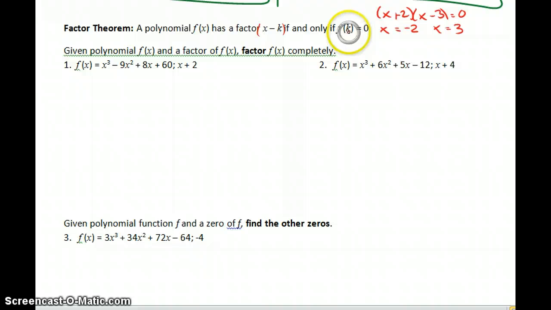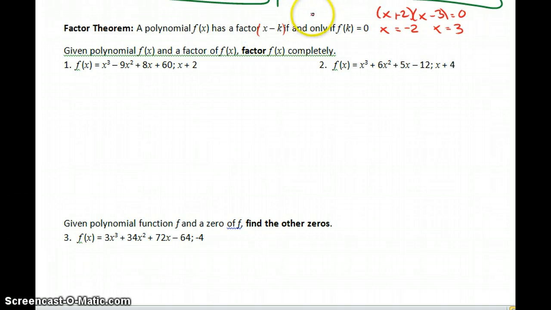a factor. Main thing to notice here is that this is k and this is minus k. We have to switch the signs again. I know usually with the x we have like x minus h, but this is just saying it's a variable. Whatever the number is, make sure you switch the signs.